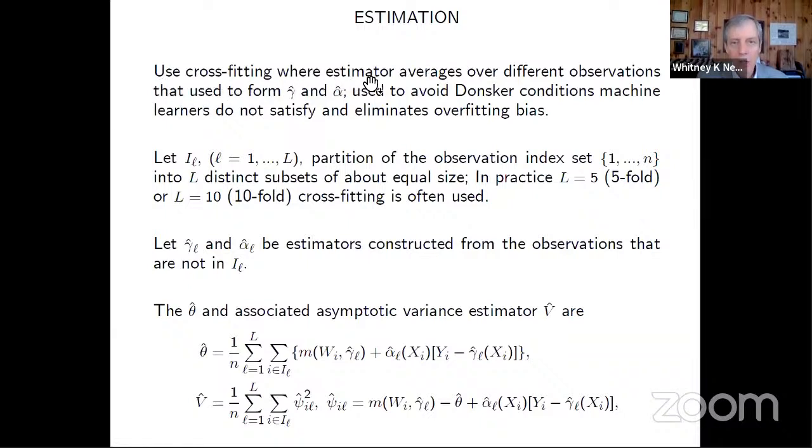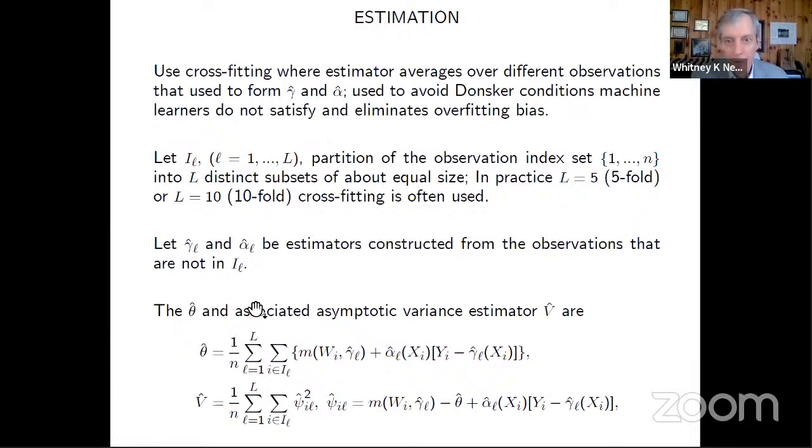So we use cross-fitting where the estimator averages over different observations used to form gamma hat and alpha hat. And we repeat why we did that. It avoids Donsker conditions, stochastic equicontinuity conditions, which machine learners don't satisfy, and eliminates overfitting bias. We're estimating the parameter of interest. Again, the same notation we've used: let I_l denote a partition of the observation index set into L distinct subsets of about equal size. L equal 5 is what we typically do. In small samples, we do L equals 10. And then let gamma hat_l and alpha hat_l be estimators constructed from observations that are not in I_l.